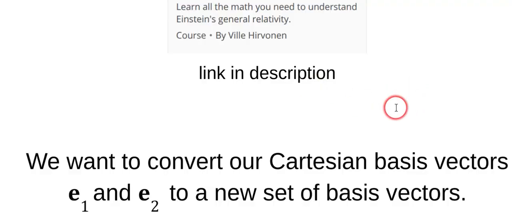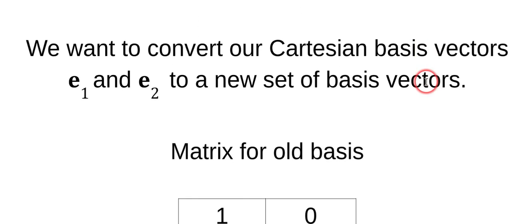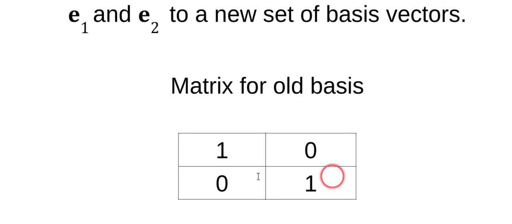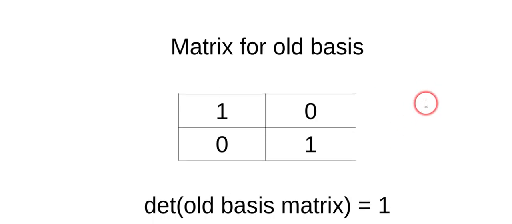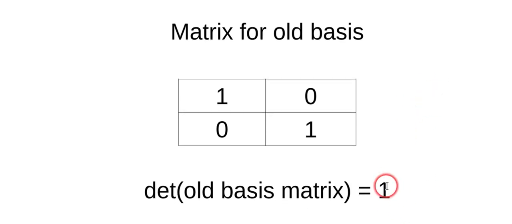We want to convert our old Cartesian basis vectors E1 and E2 to a new set of basis vectors. Okay, so we're going to collect these guys as the row vector E1 and the row vector E2, and we collect them in a nice little matrix where we can take the determinant of that, which is 1, obviously. 1 times 1 minus 0.